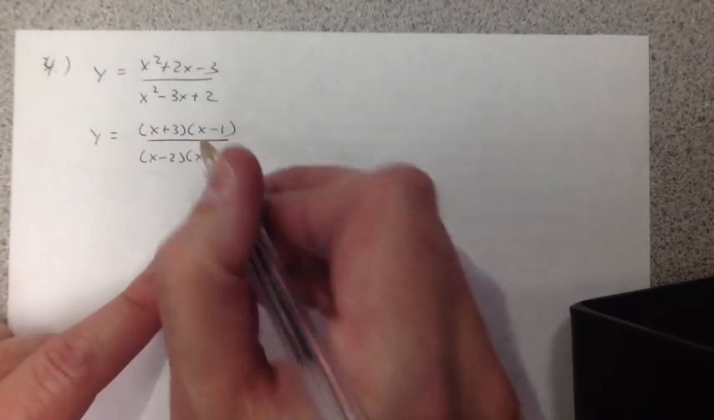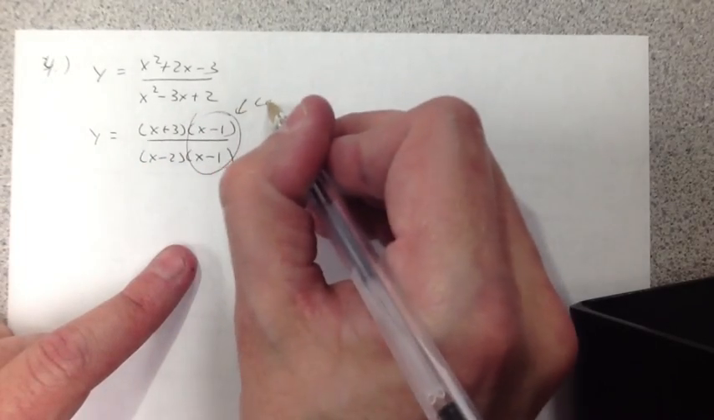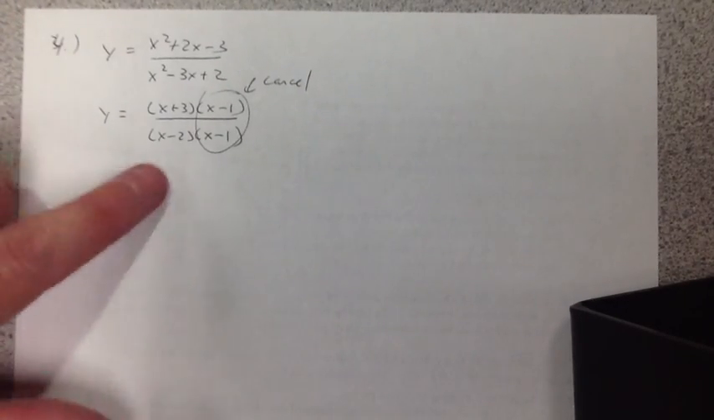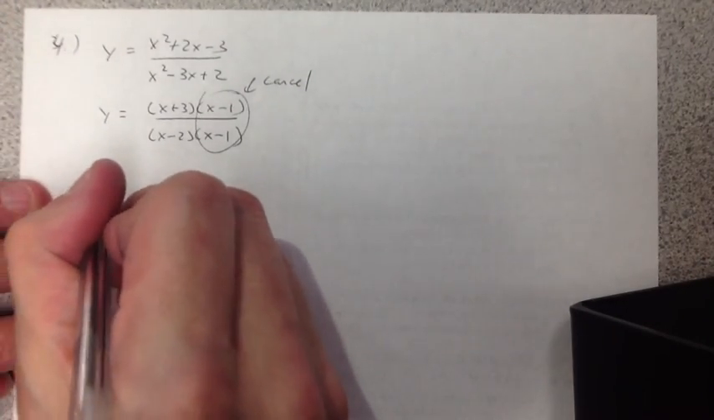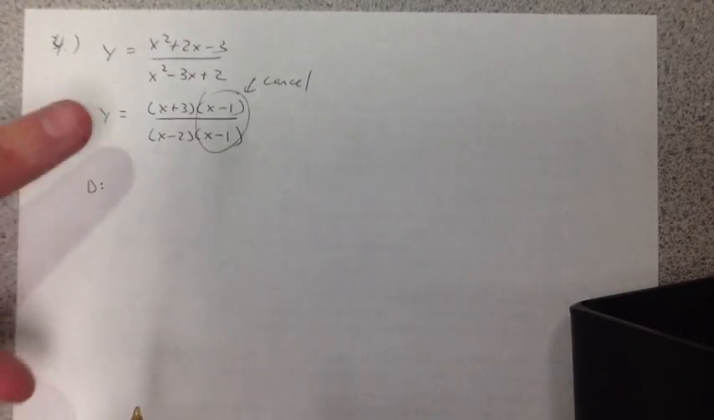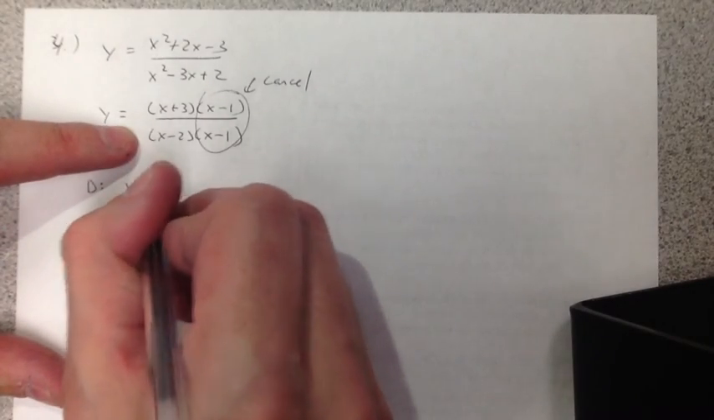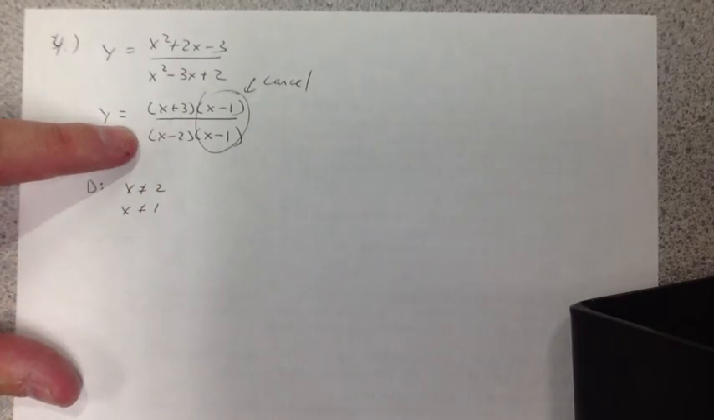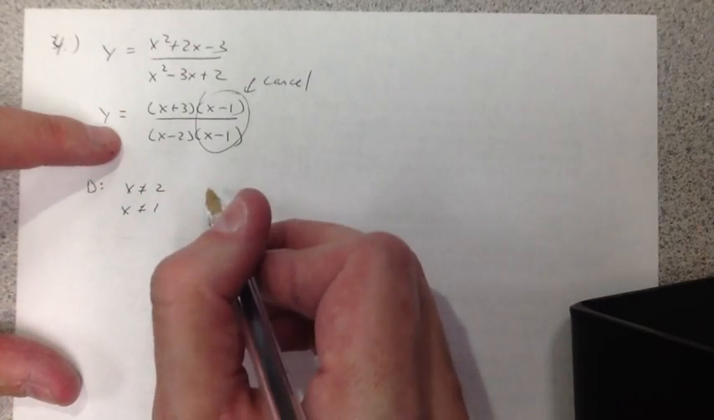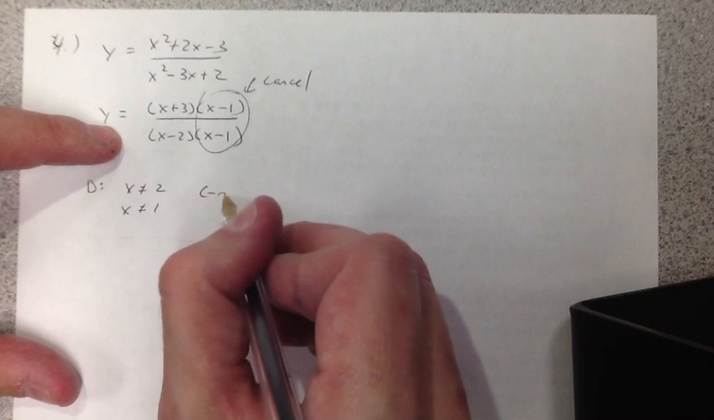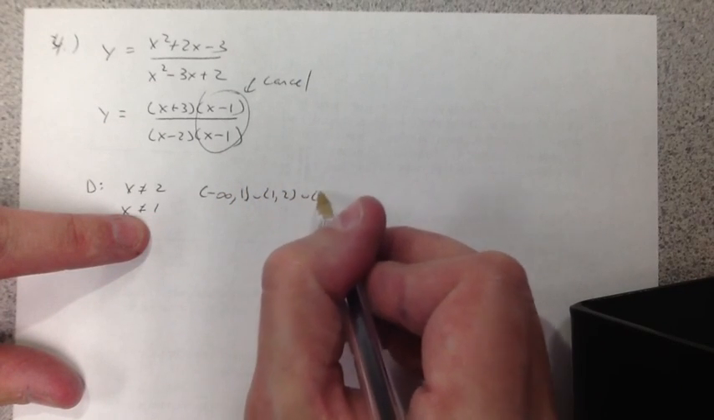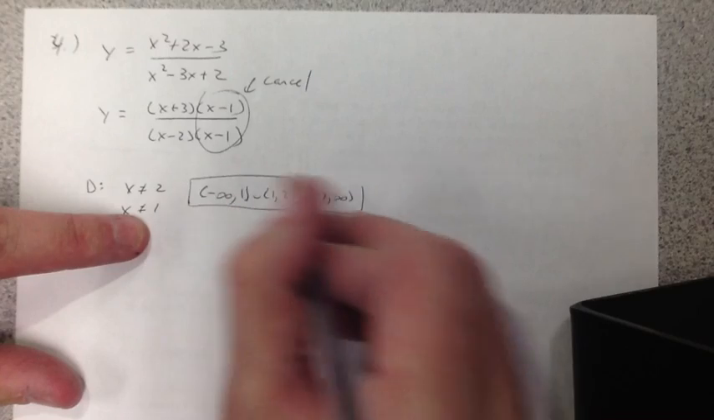Now hopefully the first thing you notice is those are going to cancel. Okay, but we're not going to cancel it just yet. When we get to the hole part, we'll cancel that. So I get my domain, same as always. What can't the bottom be? Well, the bottom cannot equal 2, and the bottom cannot equal 1. So that's my domain. So how do I write my domain? My domain goes from negative infinity to 1, or from 1 to 2, or from 2 to infinity.